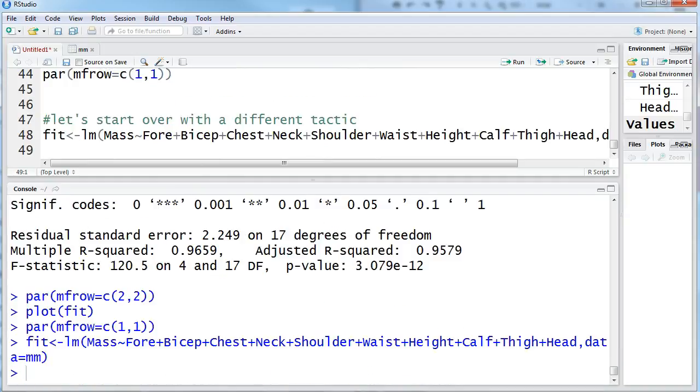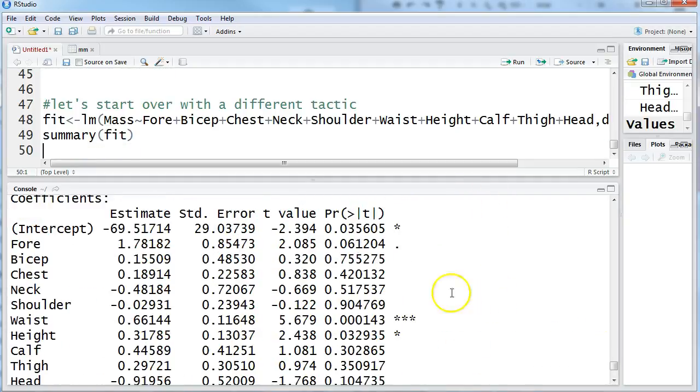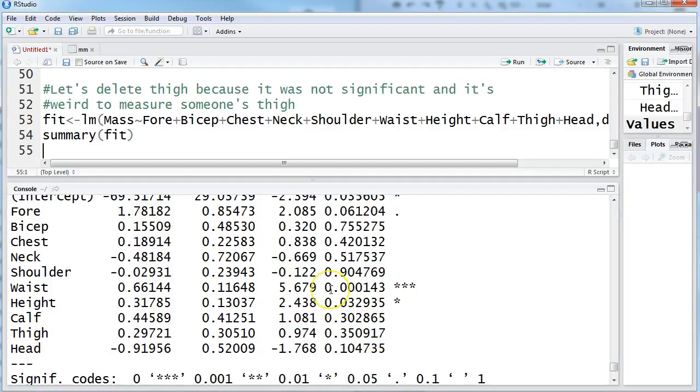Let's start over here with the full model, and we're going to use a different rule to decide what to delete. Now, before we cut shoulder, but let's say shoulder is easy to measure, but thigh is not. Thigh makes me uncomfortable. I don't want to measure someone's thigh. I mean, try doing that without it being awkward. So I'm going to delete thigh. Can I get away with that? Well, thigh is not significant.